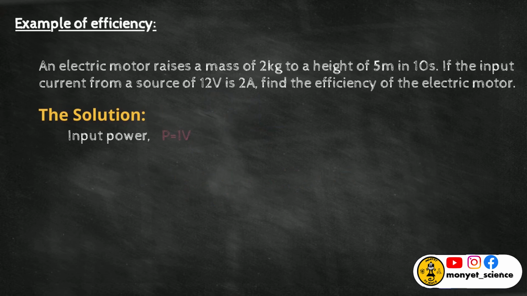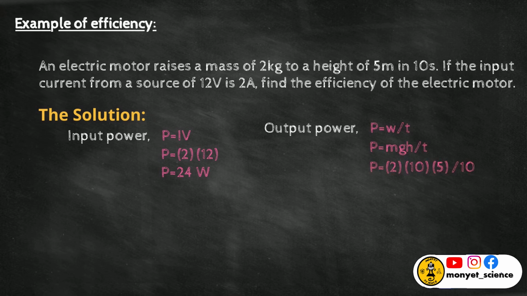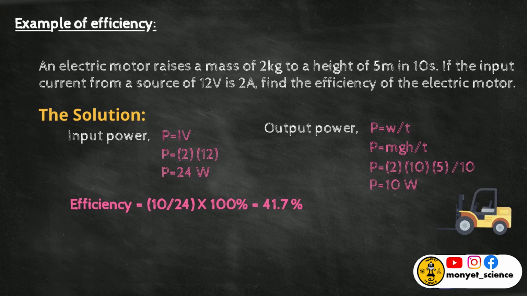To find the solution, we first need to find the input power. Using the equation P is equal to IV, we find that P is equal to 24 watts. From here, we can find the output power as P is equal to W over T, which gives us P is equal to 10 watts. Efficiency is therefore 10 over 24 times 100%, which is 41.7%.